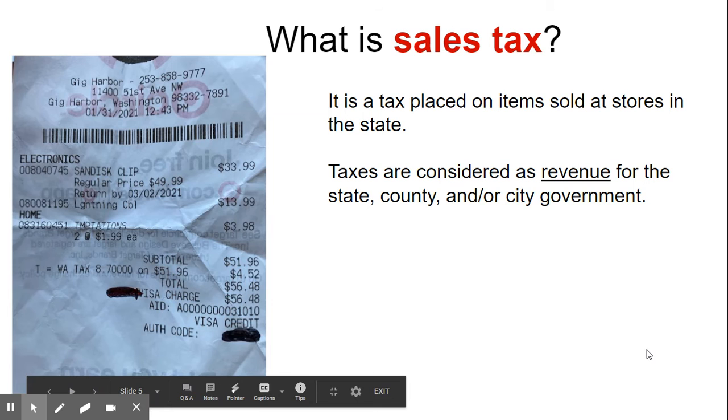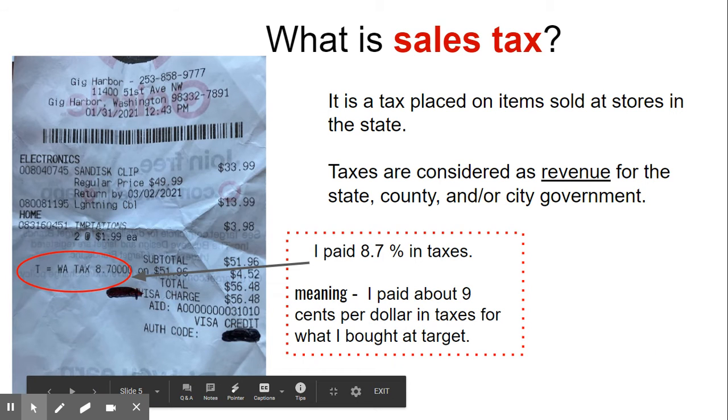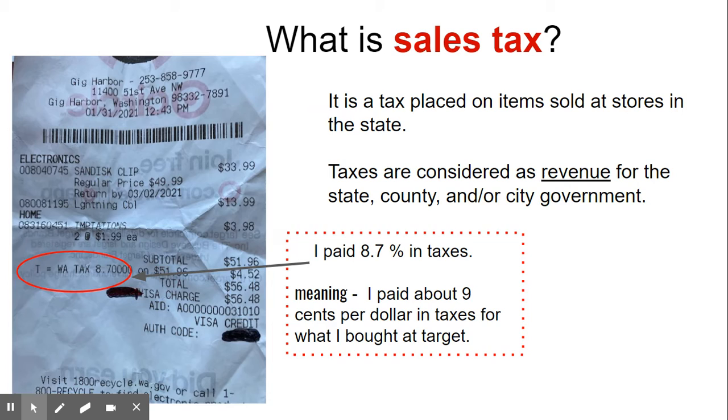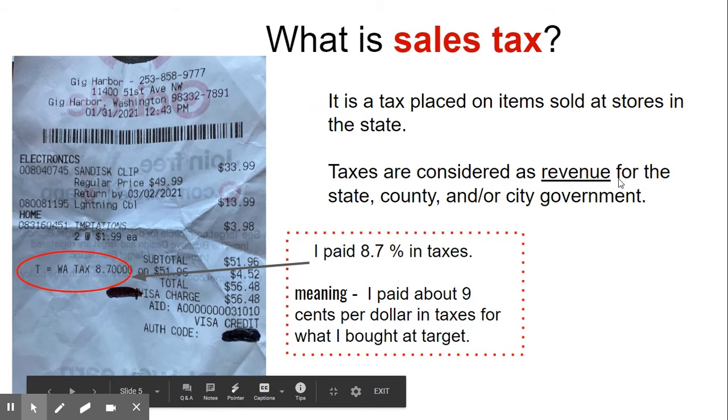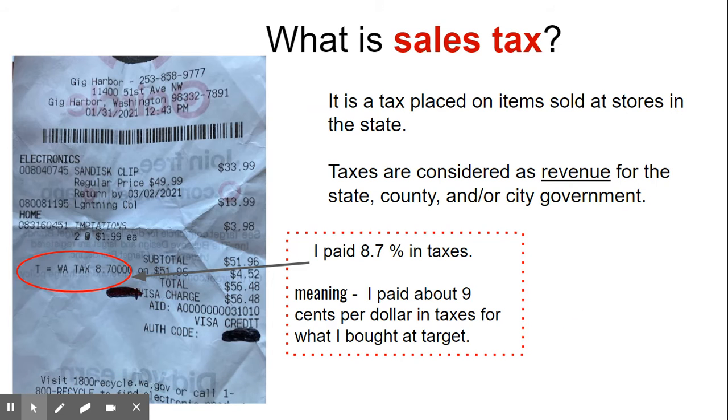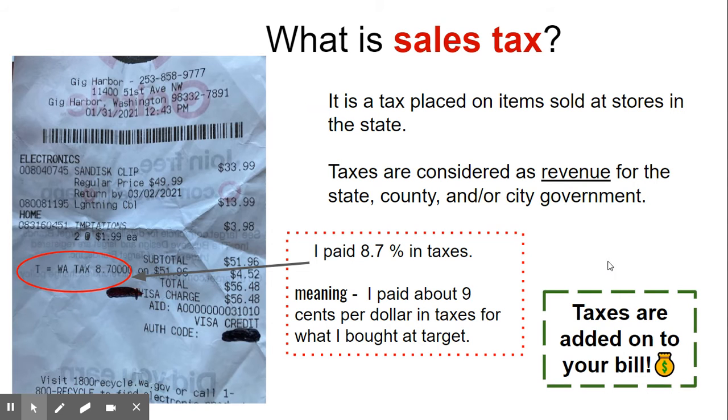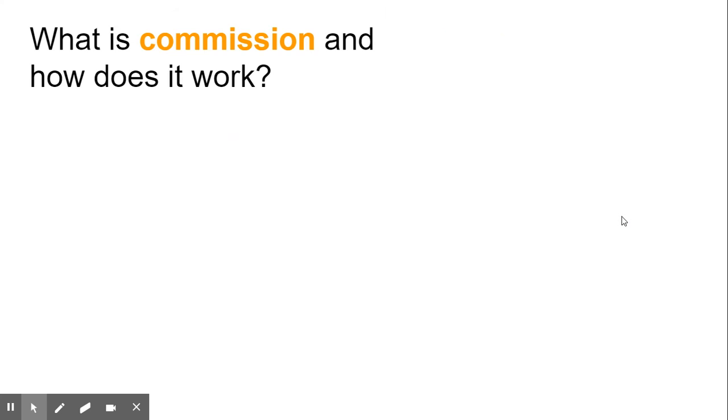So I wanted to let you know that in this situation, when I went to Target in Gig Harbor, I paid 8.7% sales tax. What that meant is I paid about 9 cents approximately, I rounded up, per dollar in taxes for what I bought at Target. Every dollar I spent, I paid 9 cents to the state or my city to help gain revenue, to give them money to repair roads, things that cities need. And remember, again, taxes are added on your bill.